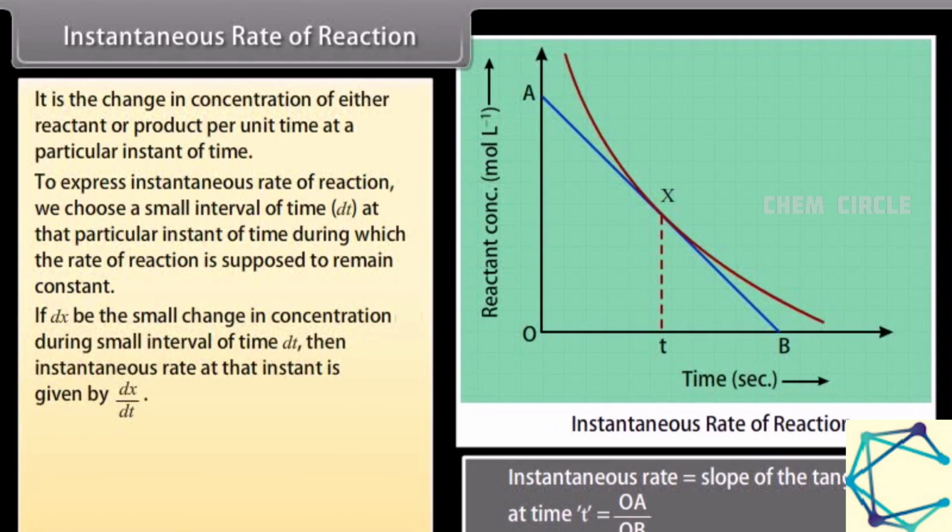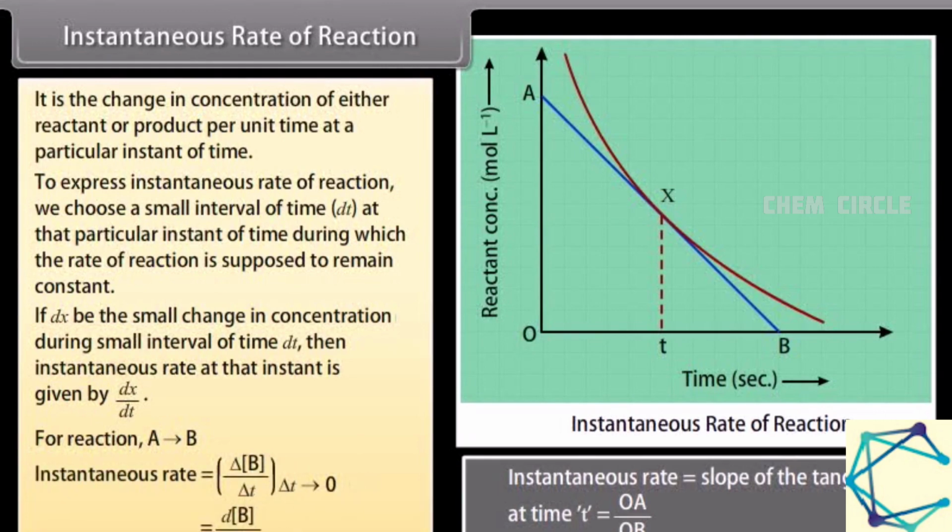If dx be the small change in concentration during small interval of time dt, then instantaneous rate at that instant is given by dx/dt. For a reaction in which A tends to B, instantaneous rate is equal to dB/dt.